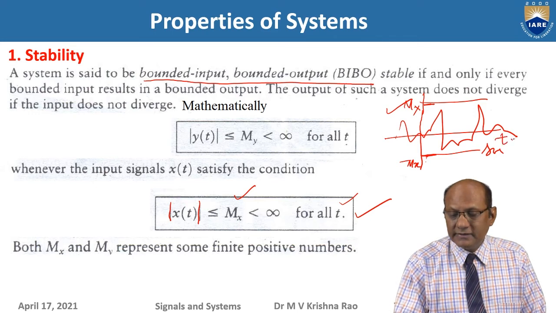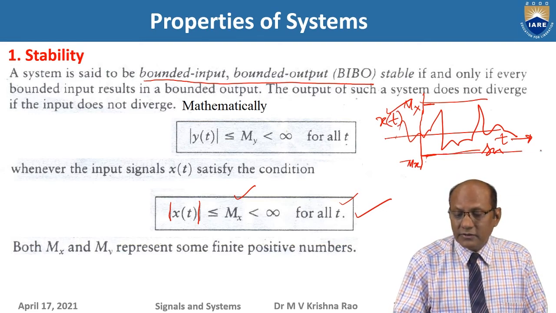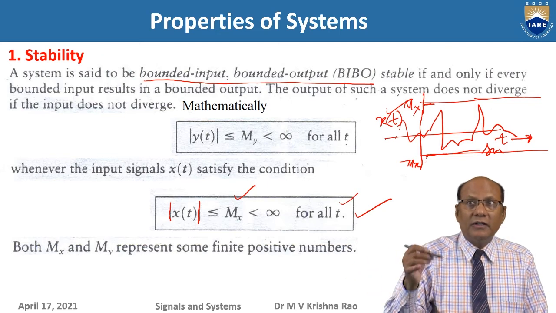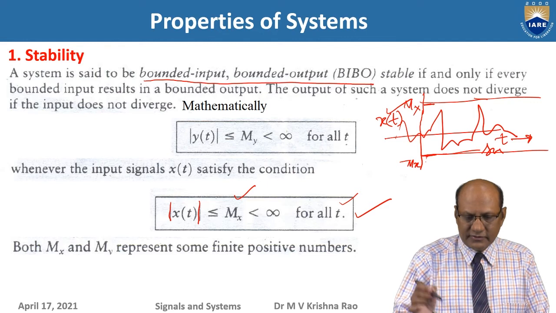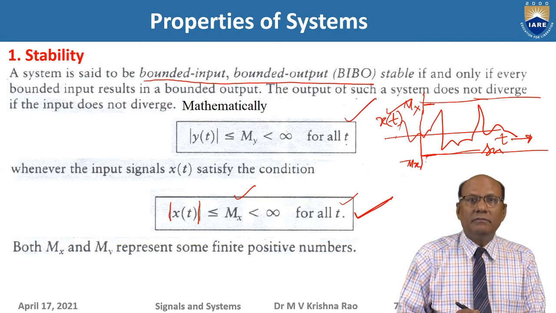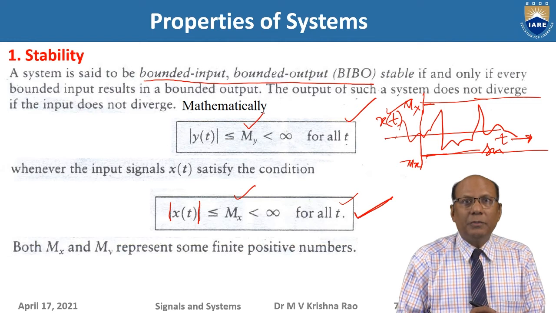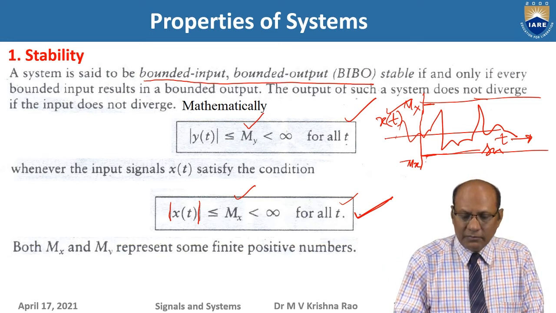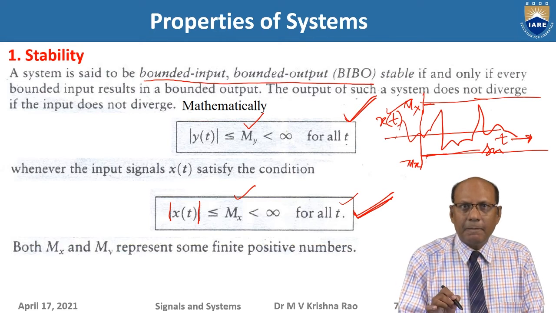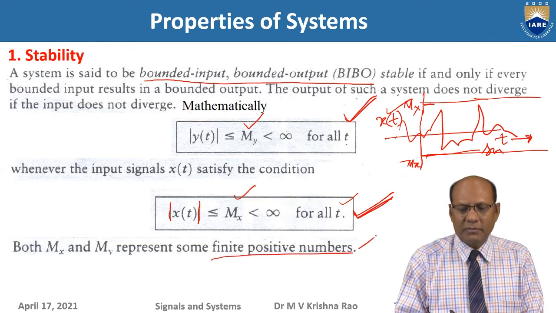See here, t is on the x-axis and x of t on the y-axis. For all t means the signal may extend up to infinity, but at any instant t, even in the future, it cannot go beyond the bound Mx. Now if x is bounded like this, y is also bounded. That means the system cannot give an output beyond My. There is a limit on the output also. So for a bounded input, I will always get a bounded output. But Mx and My may be different. They need not be the same, or they may be the same. Doesn't matter. But these are finite positive real numbers.